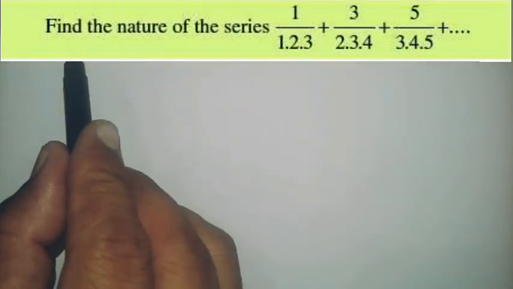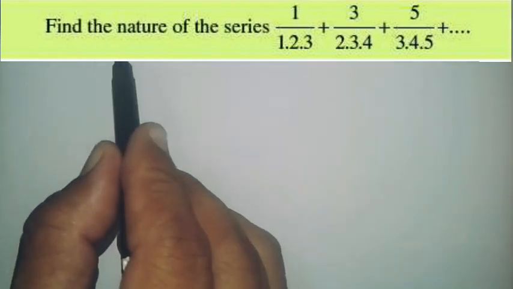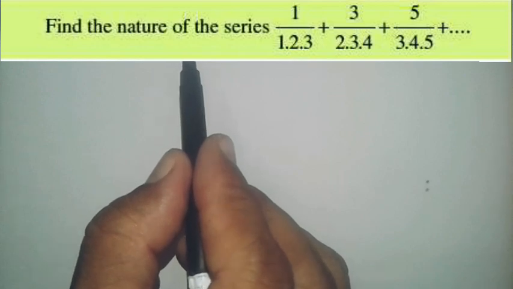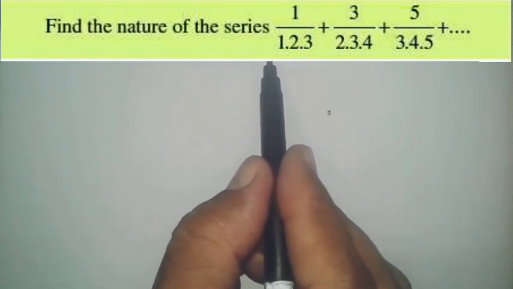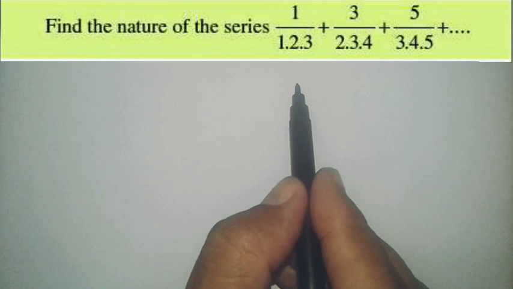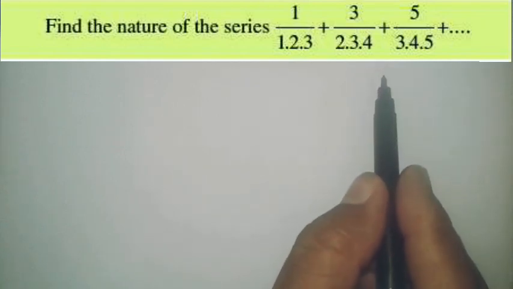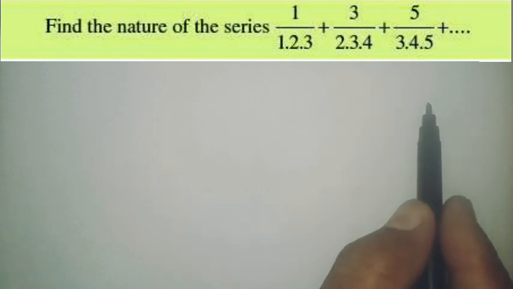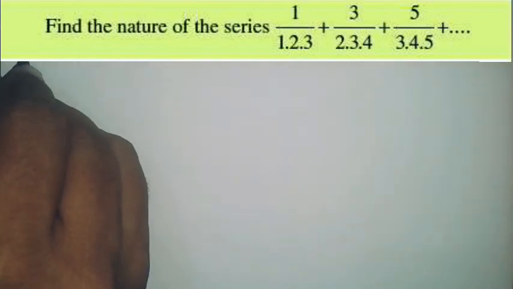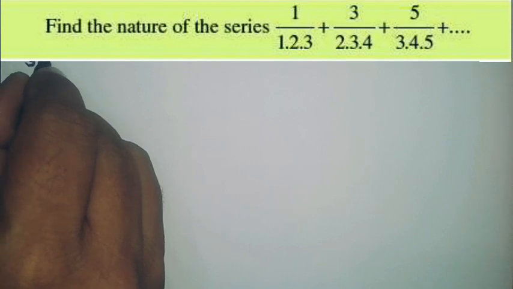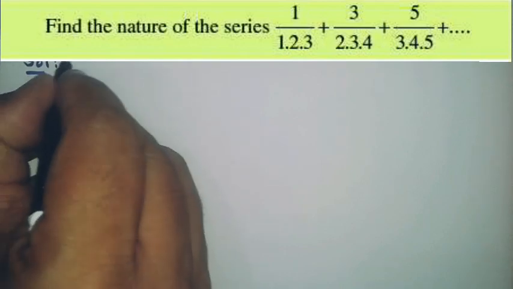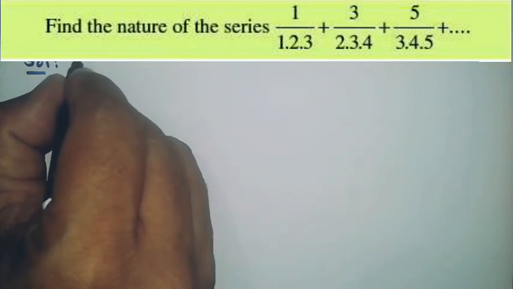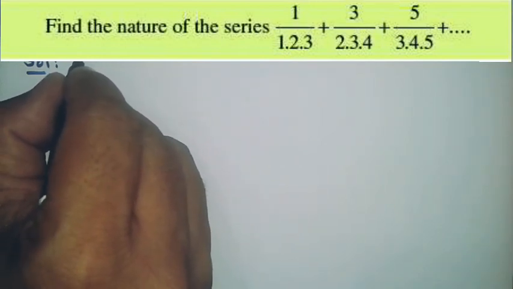Consider the first example. Here we need to find the nature of the series 1 divided by 1 into 2 into 3, plus 3 divided by 2 into 3 into 4, plus 5 divided by 3 into 4 into 5, plus dot dot dot. The most important job in the beginning is to determine the nth term of the given series. So first, the given series is to be considered as summation un.